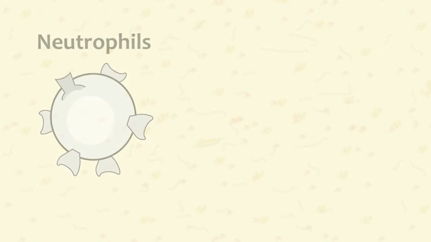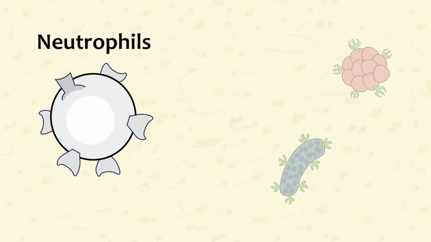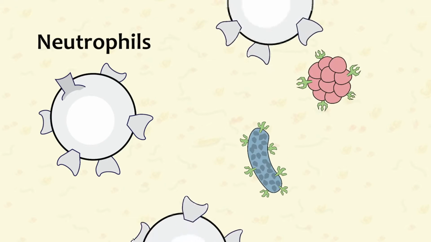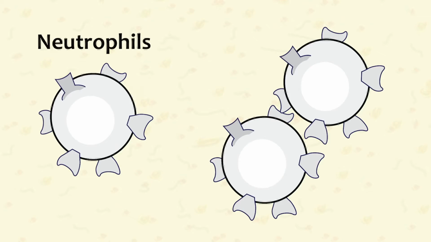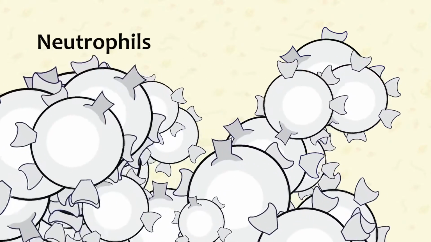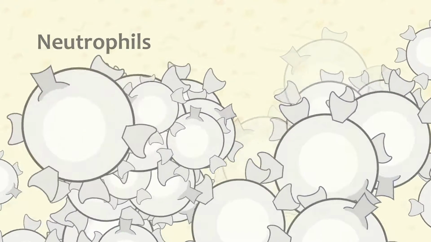Next up, let's look at neutrophils. Neutrophils are a group of white cells that target bacteria and fungus. They're the most plentiful white cell found in the blood. They usually respond and multiply very quickly, resulting in high white cell counts.